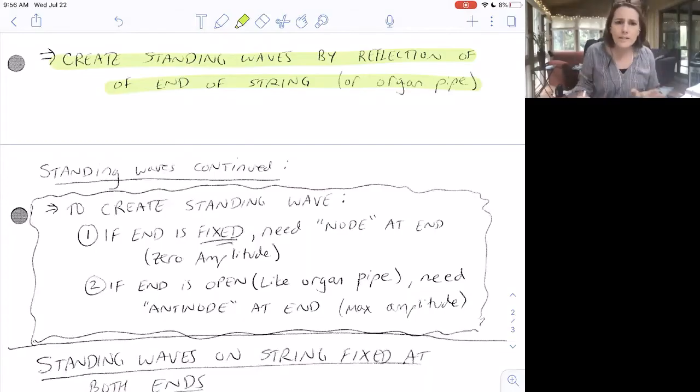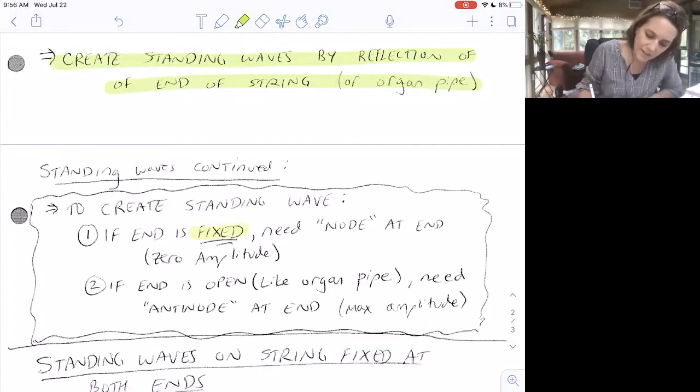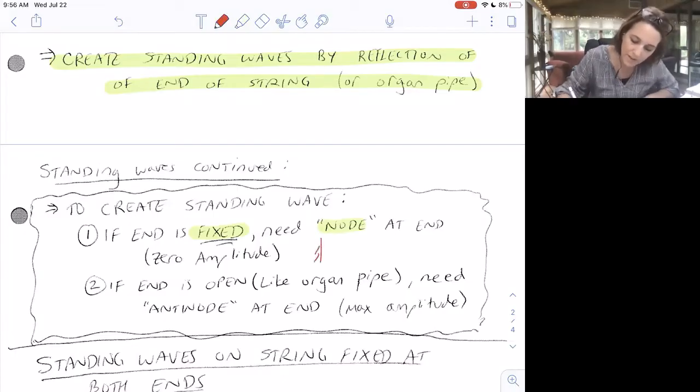So to create a standing wave, we have a couple of definitions that we're going to learn. If the end is fixed, then we need to have a node at the end. What we mean by that is, if I have this as my fixed end, it would have this sort of shape to it.